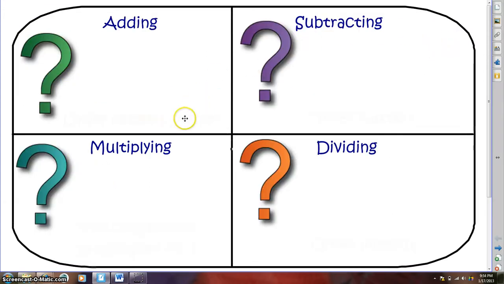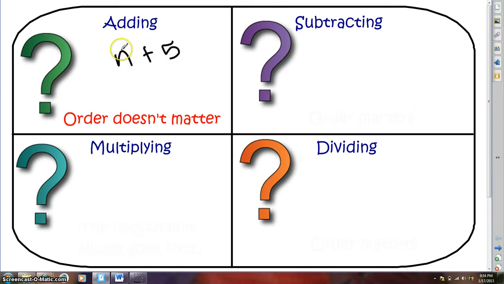When we add and we're writing an algebraic expression, the order that we write them in doesn't matter. So if we want a number increased by 5, the number we use a variable to represent. Increased by means we're adding, and 5. We also could have written it as 5 plus n. Those two things mean the same thing.